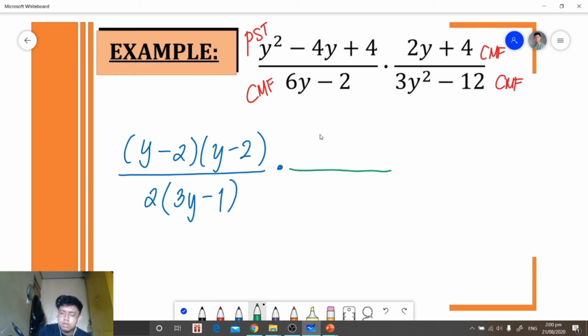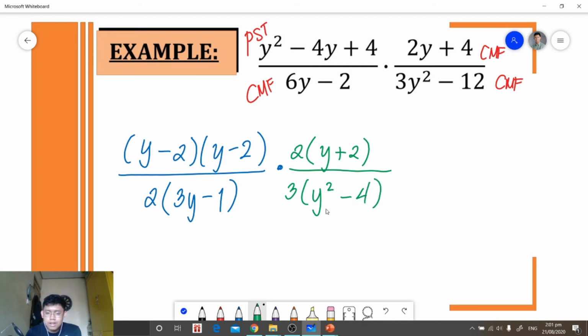Our numerator will be 2 times y plus 2, and our denominator, 3 times y squared minus 4. Now, if you observe, we can still factor y squared minus 4. We can use difference of two squares. So let's factor: we now have y plus 2 times y minus 2.